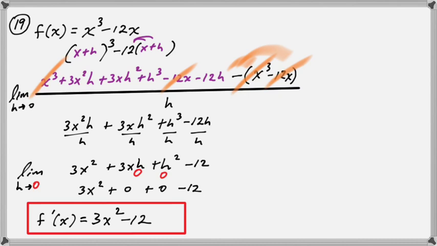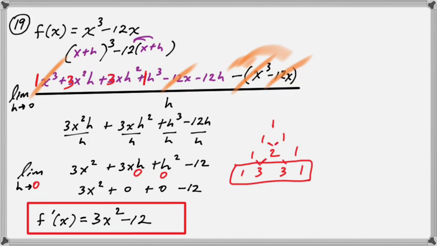Again, if you need help cubing the binomial, we could do it using Pascal's triangle. 1, 1, 1, 1, 2, 1, 1, 3, 3, 1. You'll notice those are my coefficients: 1, 3, 3, 1. To get Pascal's triangle, you have to have 1s on the outside. You add the 2 above to get to the next one. So the next line would be 1, 4, 6, 4, 1. And you could extend that as far as you needed.